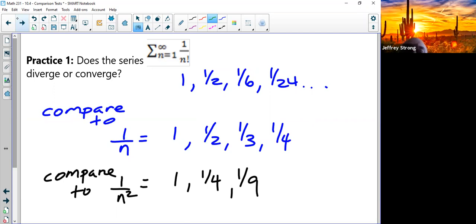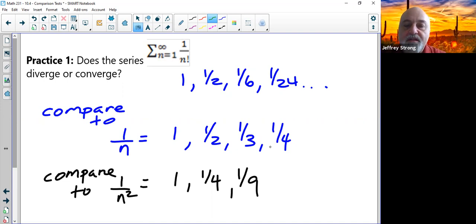So when you first write out the terms, and then you start comparing term by term, and then when you say, oh, it's less than this, then if you compared it first to 1 over n, then what would happen is you would get less than a diverging series. So if you get less than a diverging series, you don't know if it converges or diverges.